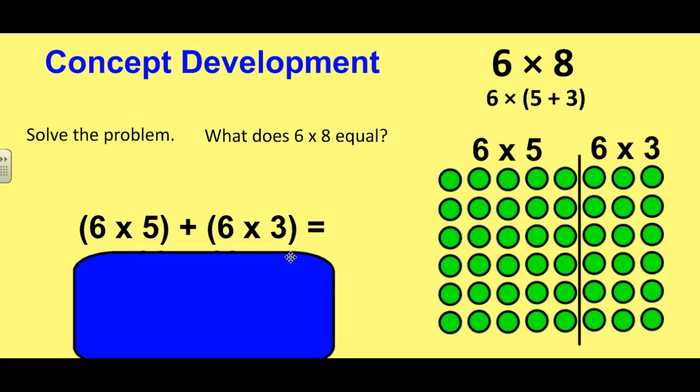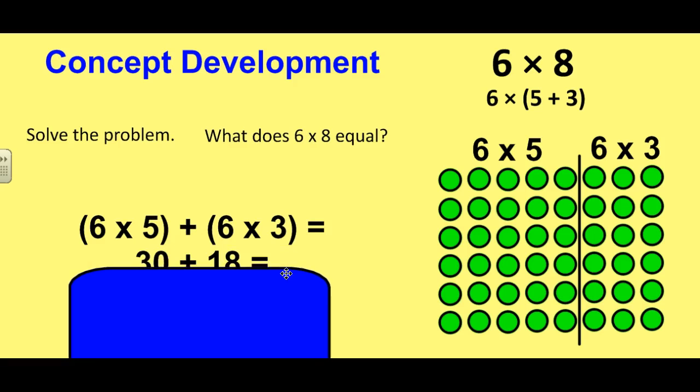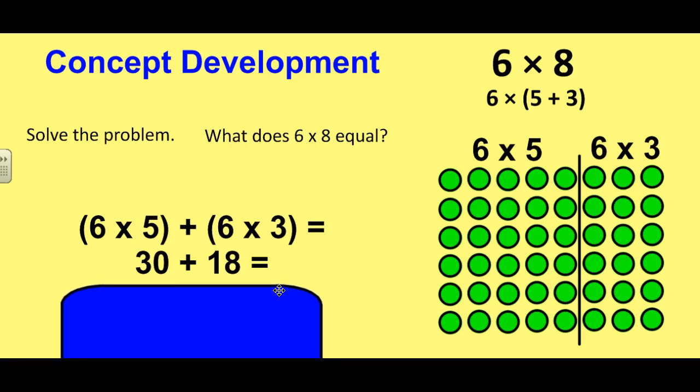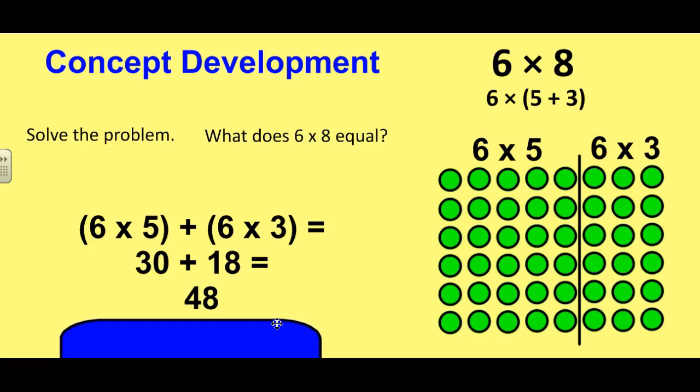So I know that 6 times 5 is going to be 30, and I know that 6 times 3 is 18, and when I add 30 and 18 together, it's going to give me 48. So my answer to 6 times 8 was 48. We just solved it an easier way by using the distributive property to break apart.